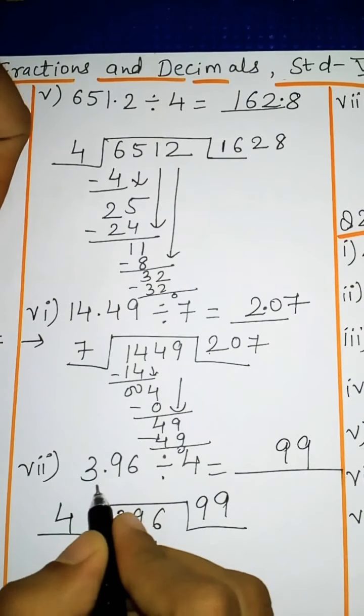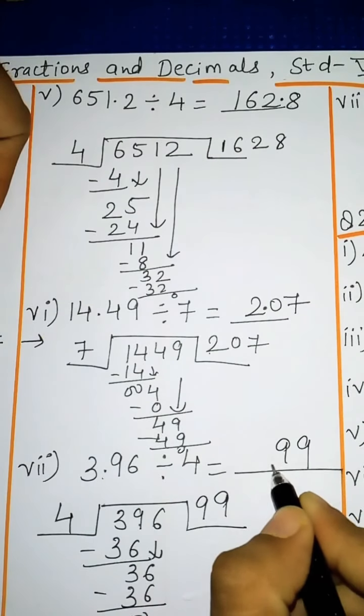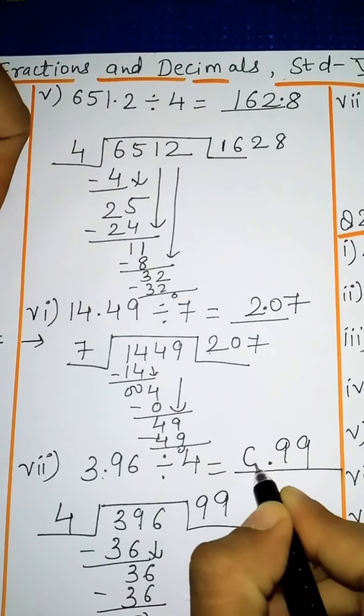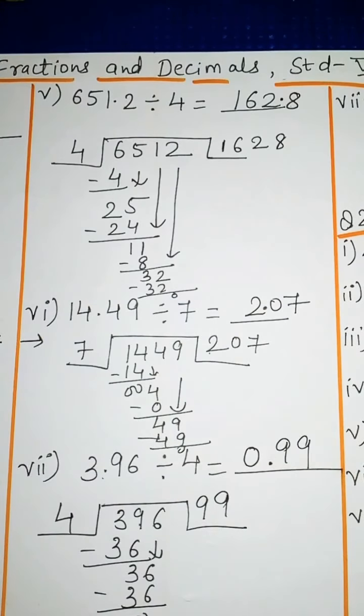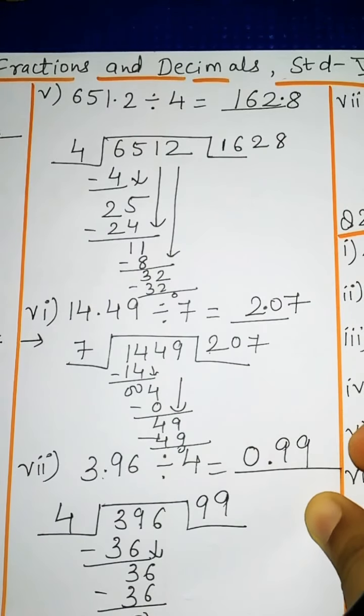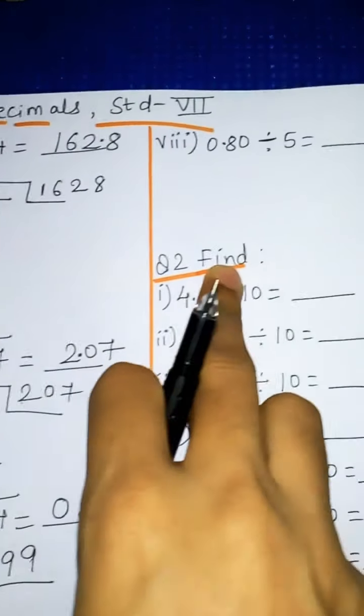Now in the question, the point is after 2 digits. So after 2 digits means here we will keep the decimal point. So 0.99 is our answer. So this was the 7th one. Now moving ahead with the last sum, that is the 8th one.